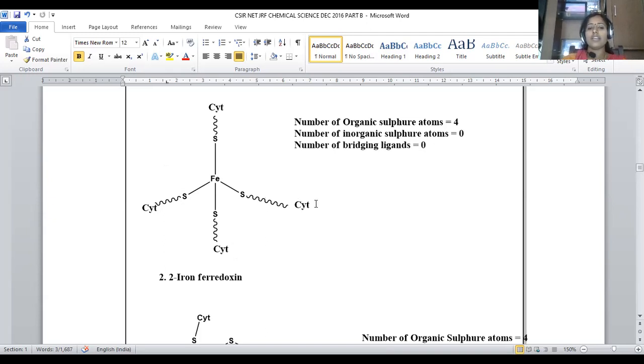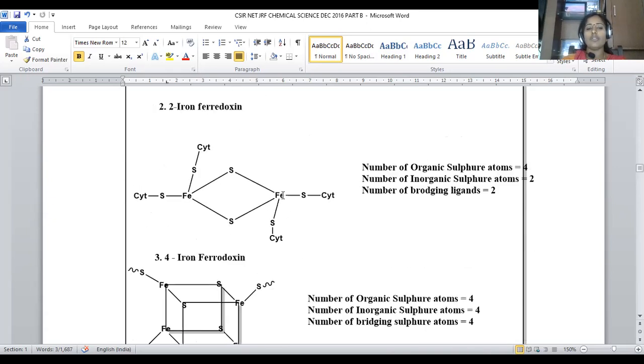So here, sulfur being attached with the cysteine base, all these 4 sulfurs are regarded as organic sulfur. How many organic sulfurs are there? 4 organic sulfurs. Then how many inorganic sulfurs? No inorganic sulfur is present, and bridging sulfur is also absent here. So in rubredoxin, there is no inorganic sulfur within the molecule.